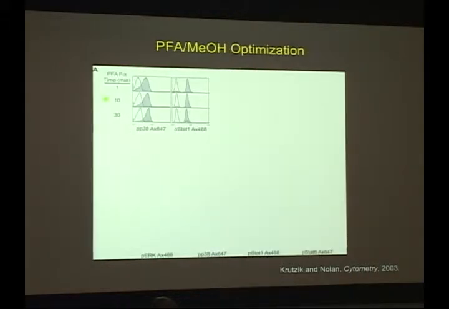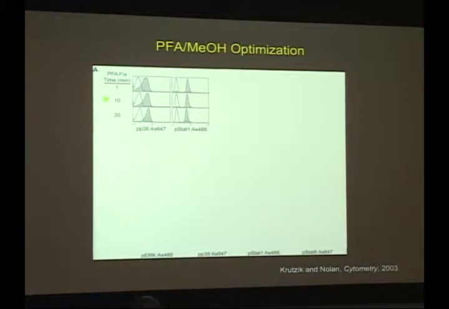So optimizing this technique, and I'll just use this as a way to point out how you can still make this method better. For the fix time, we fixed for even just a minute, 10 minutes, or 30 minutes. Looking at, say, the MAP kinase here versus the STAT protein, you can see that the MAP kinase staining got a little bit better. This is an unstimulated versus stimulated sample. A longer fix improved that slightly, whereas with the STAT, you got a slight decrease in the signal overall.